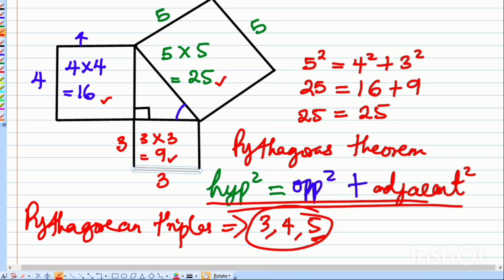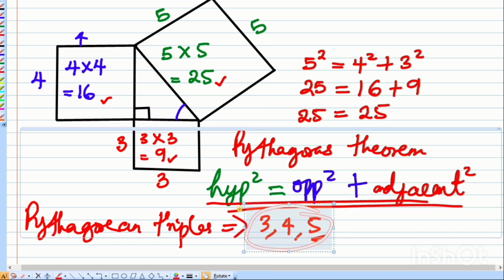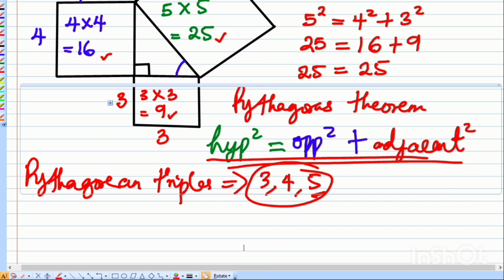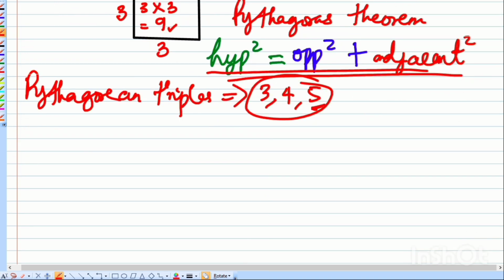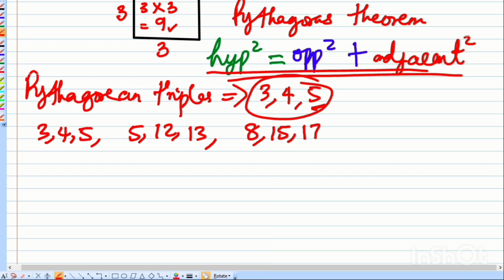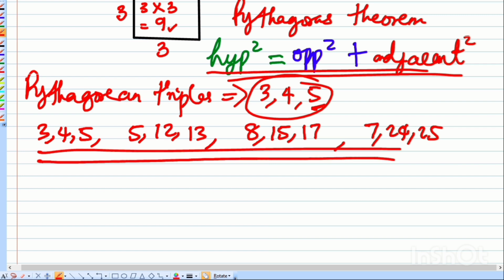Right, so there are some Pythagorean triples you need to know, and also the multiples of these Pythagorean triples are also applicable. So I'll just give you some of them. We have 3, 4, 5. We have 5, 12, and 13. You have 8, 15, and 17. You have 7, 24, 25. So these are the most common Pythagorean triples.